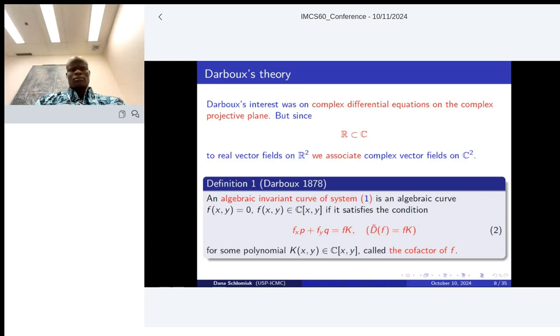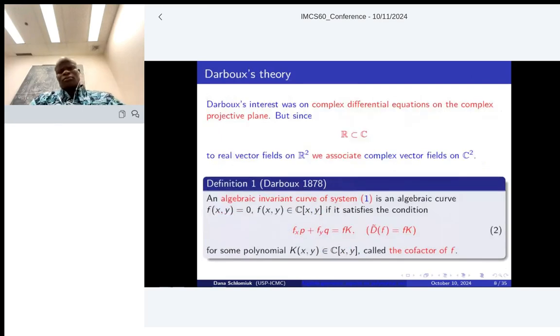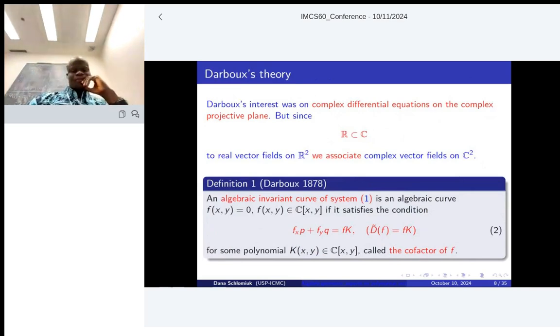This is a curve f of x, y, where f is a polynomial, such that if we apply the vector field to f, the result factors through f. In other words, the derivative of f with respect to x times p plus the derivative of f with respect to y times q is equal to f times k, where k is a polynomial with complex coefficients called the cofactor of f. Next.